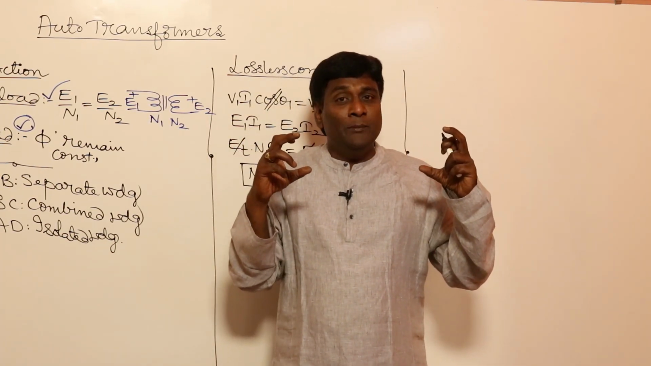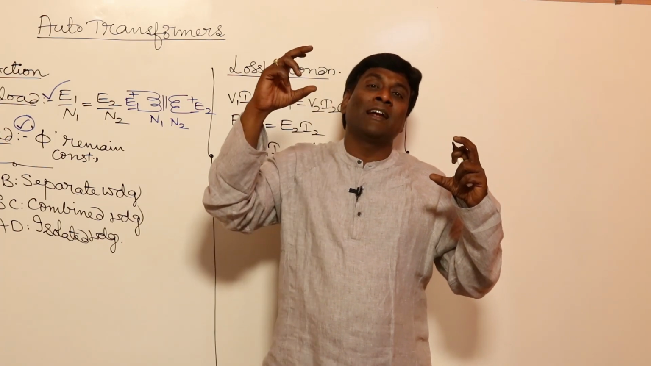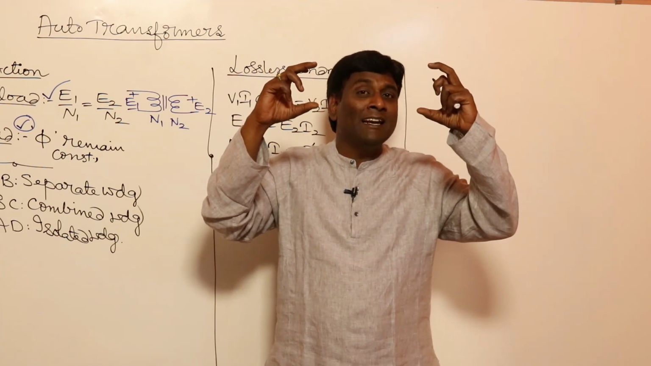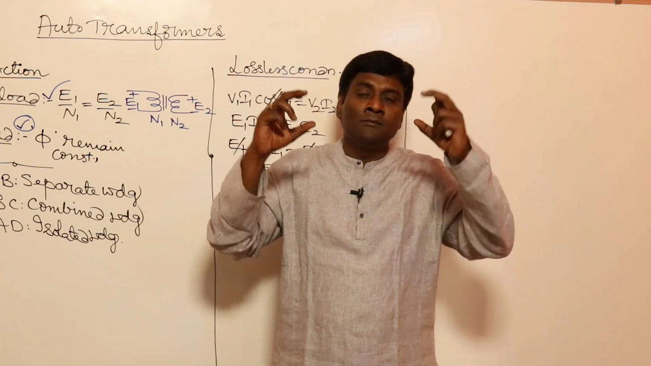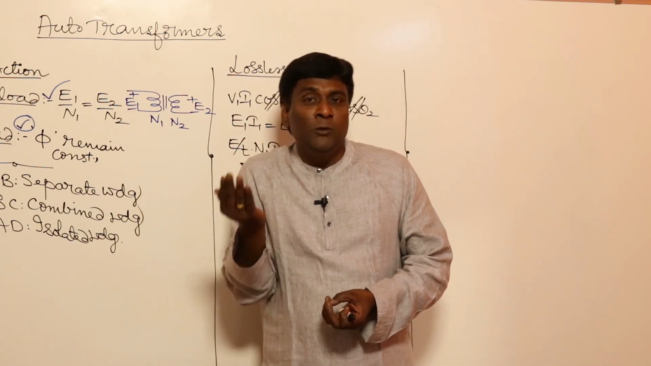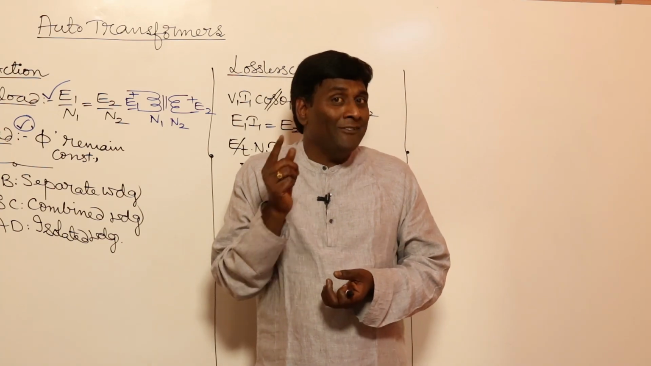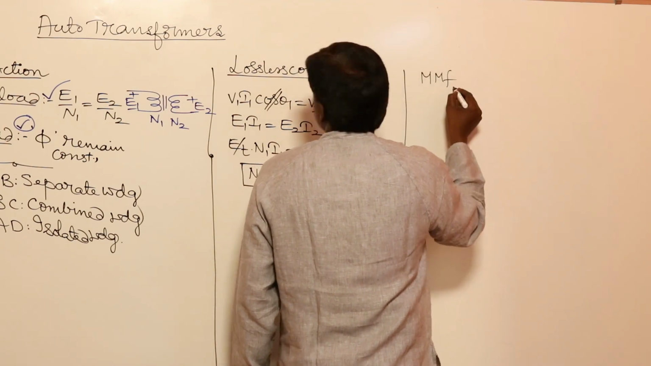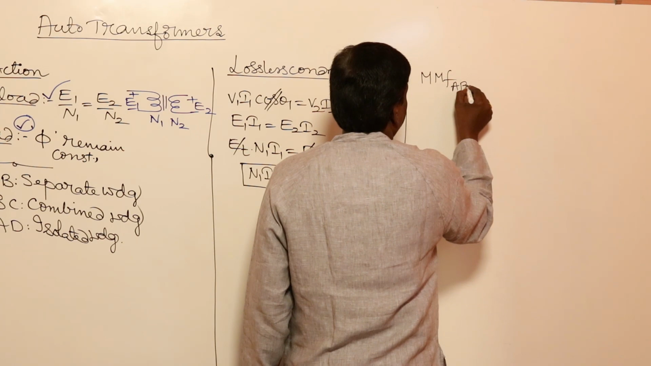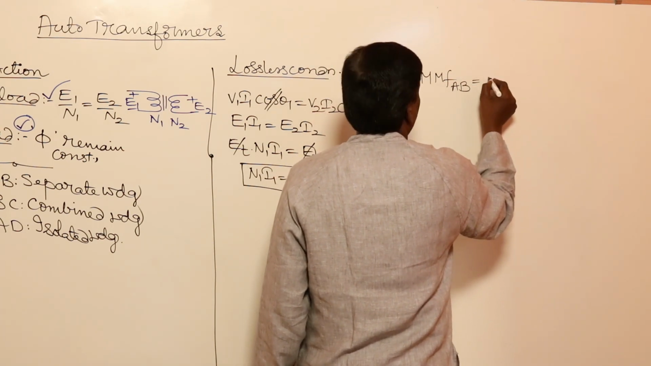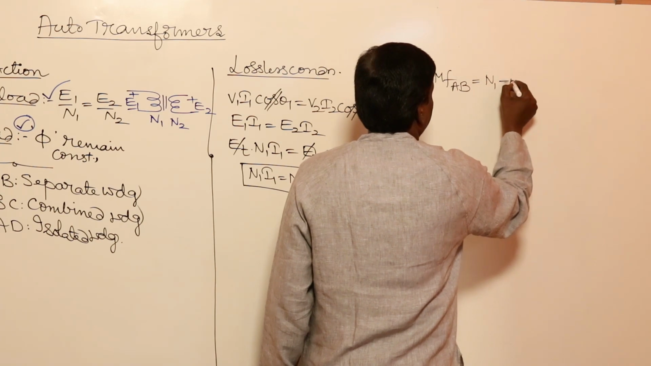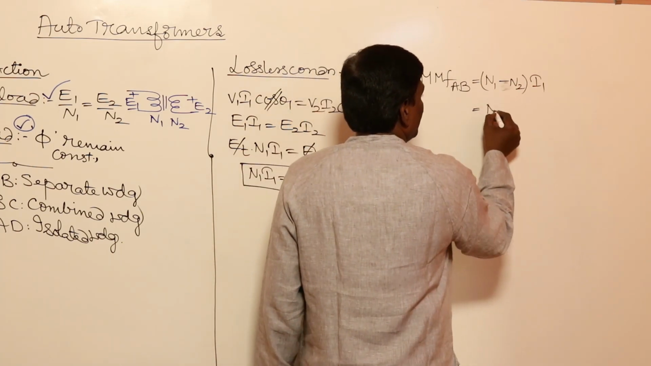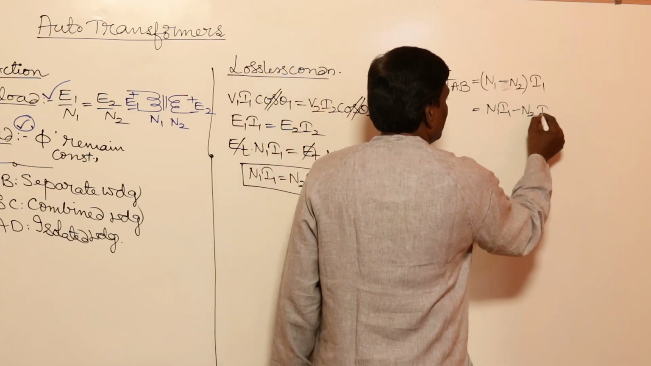Then what does it mean? X winding MMF is nothing but X power handling capacity. Y winding MMF is nothing but Y power handling capacity. This power handling capacity equal to that power handling capacity means that it is power handled from input to output by transformer action without any electrical connection. So let me calculate the MMF of AB. MMF of AB is how much? N1 minus N2 into I1, which is N1 I1 minus N2 I1.